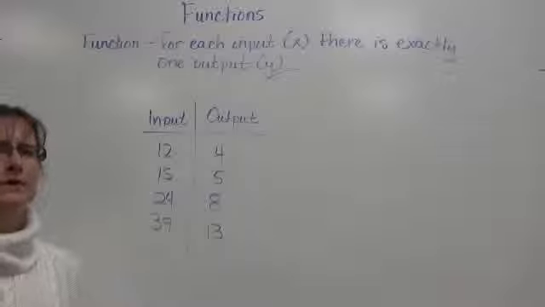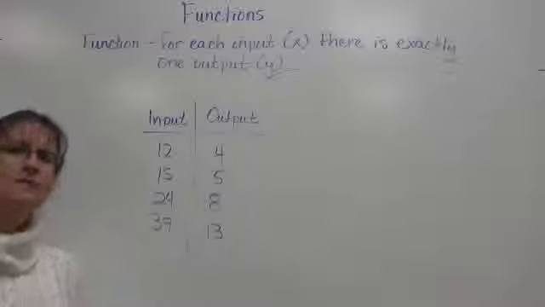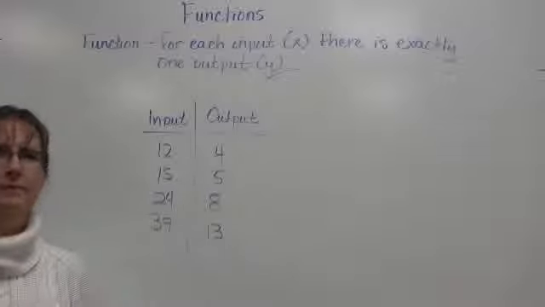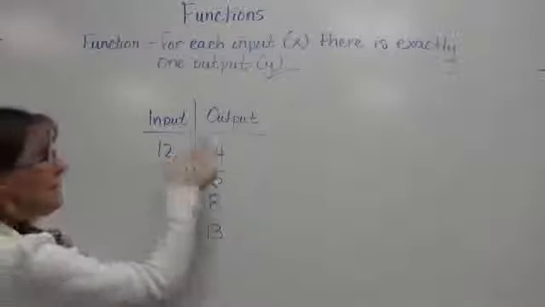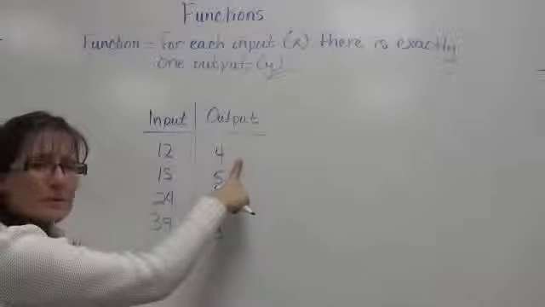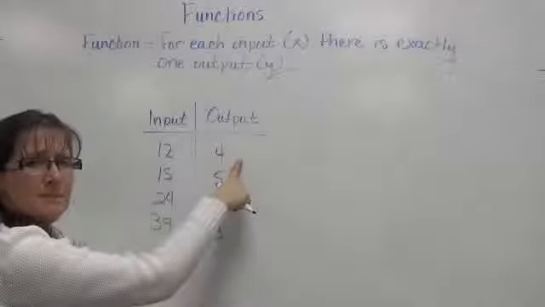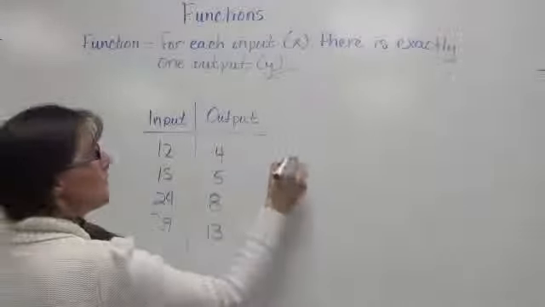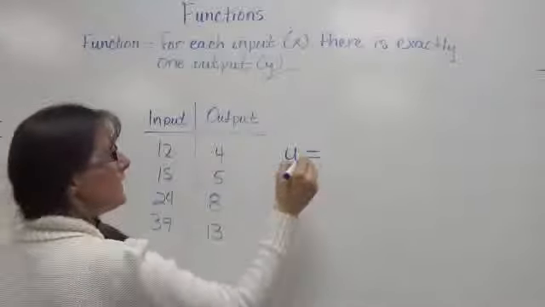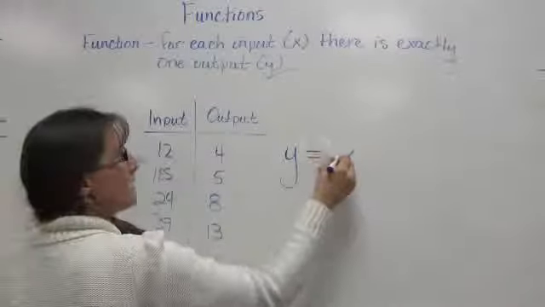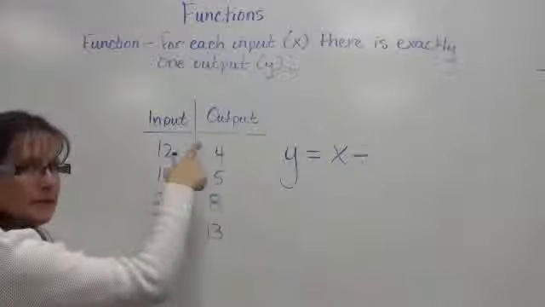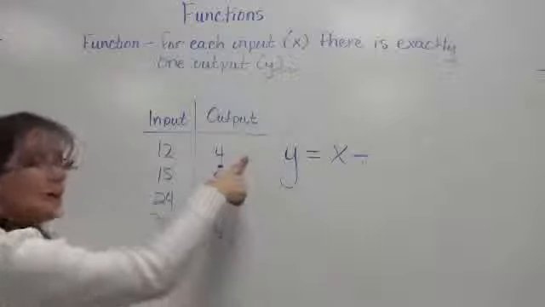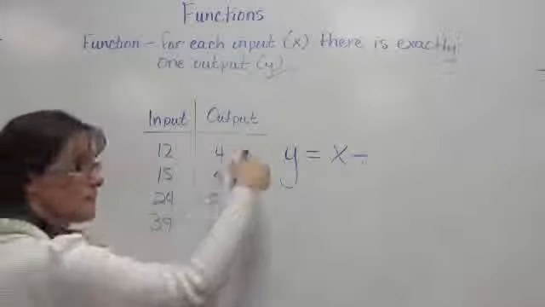It's going to be multiply or divide to get started. Sometimes you'll have to add or subtract a little bit to make it work. So let's look. I'm putting in a 12 and getting out a 4. Well, my number is getting smaller. That means I must be dividing it by something. So my equation is going to be y equals x divided by. Well, what can I divide 12 by to get a 4? 12 divided by 3 works.